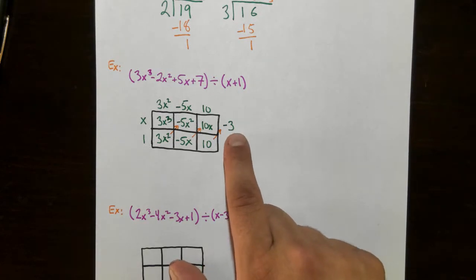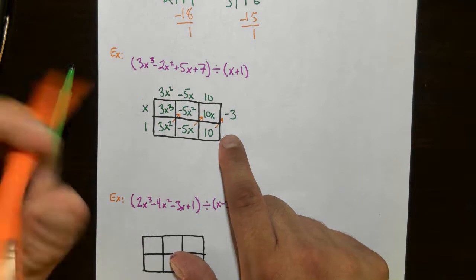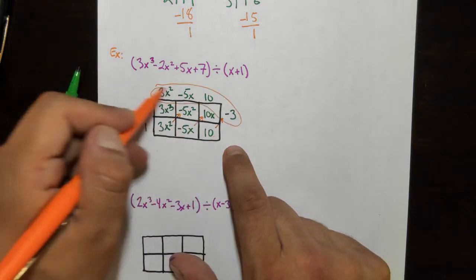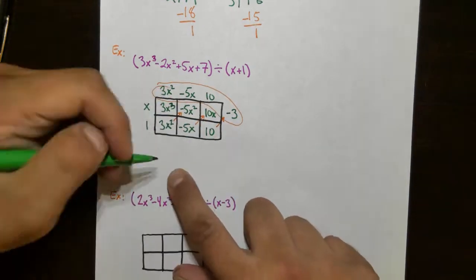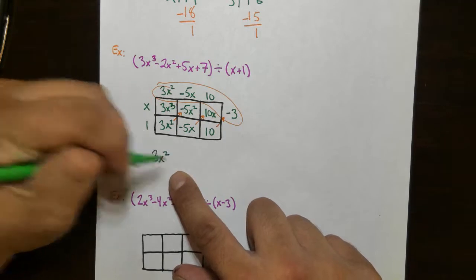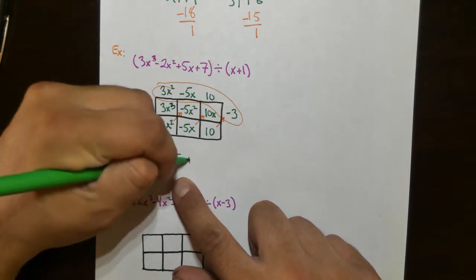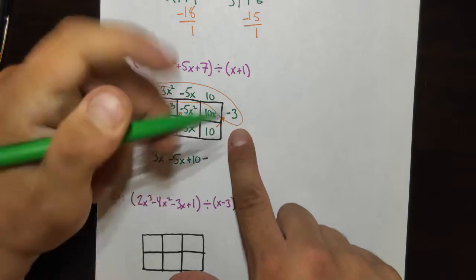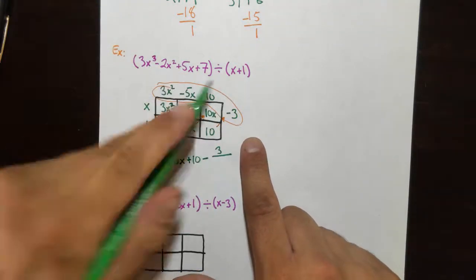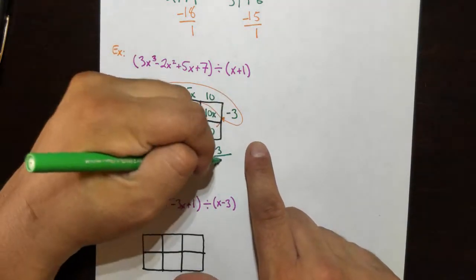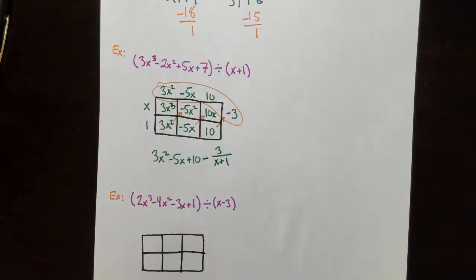So the negative 3 is actually our remainder here. So when we write out our function, which remember our answer is this on top, and then now it's plus the remainder, it's going to be 3x squared minus 5x plus 10, then minus 3 over whatever we divided by, x plus 1. And that is our answer.